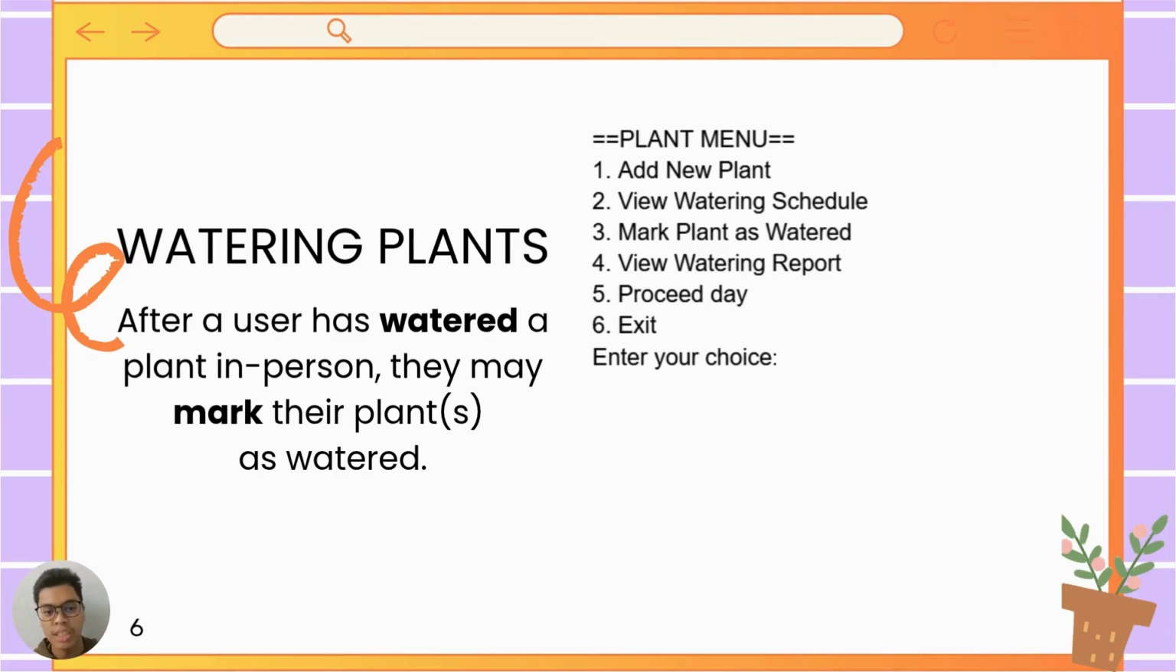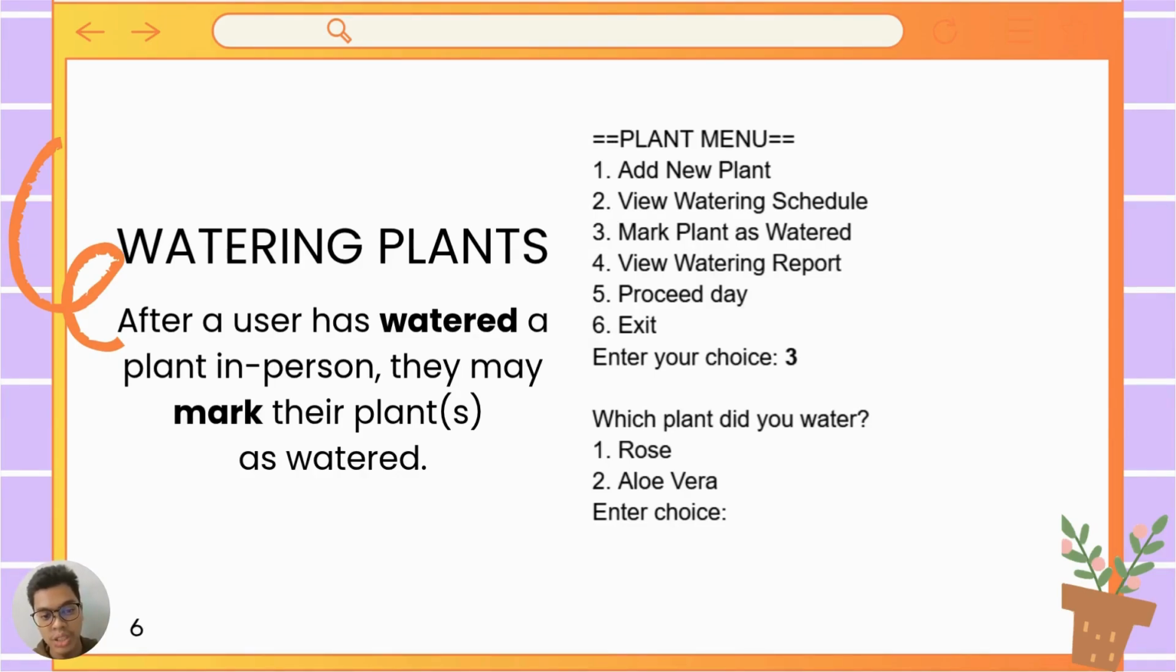So you can see the sample output. The system's going to ask you which plant did you water. It'll give you a choice between all of the plants that you have. So let's water aloe vera real quick. And yes, aloe vera has been watered. And the system will mark the plant as watered, and it will be important when going to the watering report.